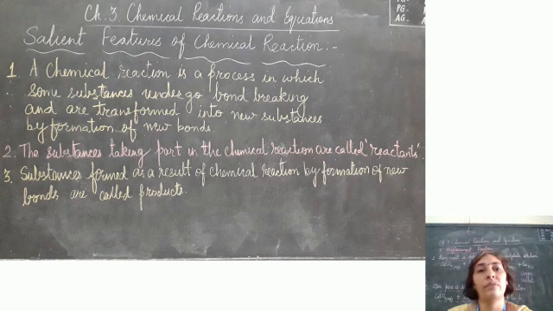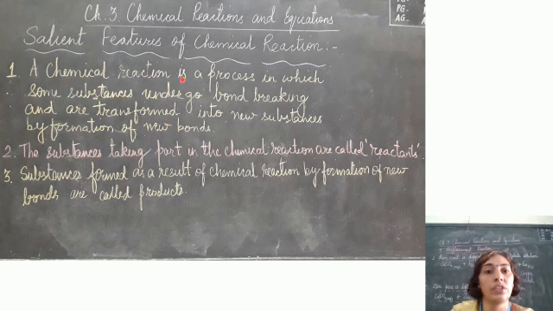And here in this slide, we have just got the salient features of the chemical reaction. What are the salient features? This is what we have already done. First point is, a chemical reaction is a process in which some substances undergo bond breaking and are transformed into new substances by formation of new bonds. So which substances are undergoing bond breaking? They are the reactants. So the reactants undergo bond breaking, because unless the bonds between the reactants break, they will not form new substances. So bond breaking takes place, and there is rearrangement of atoms and ions, and that results in the formation of new substances. So these new substances are called products.